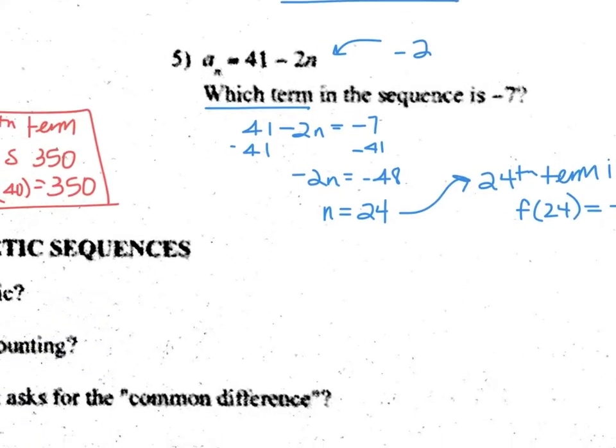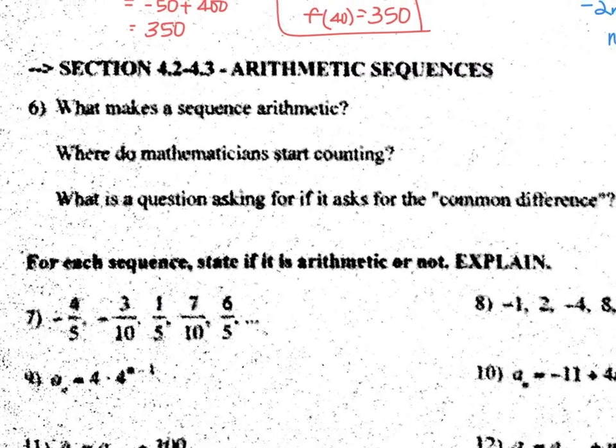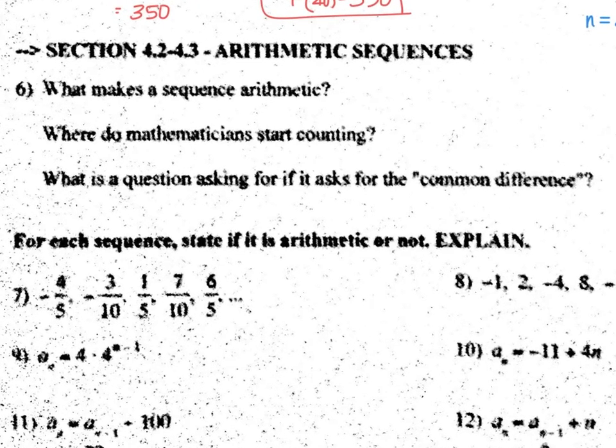All right, let's look at the next set. So now we're talking about arithmetic sequences. We've kind of already answered some of these questions. So what makes a sequence arithmetic? You all know that. Adding or subtracting the same amount each time. Mathematicians are weird because they start counting at 0. What is a question asking for? If it asks for the common difference, which we just answered, right? It's asking for the common difference. It just wants to know the rate.